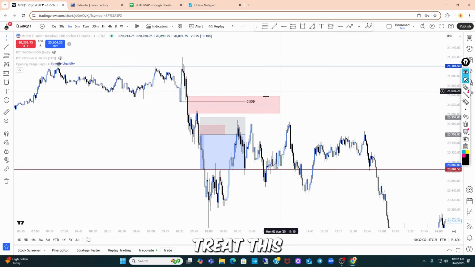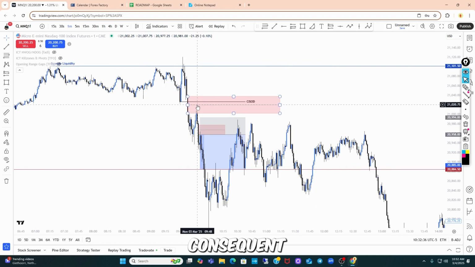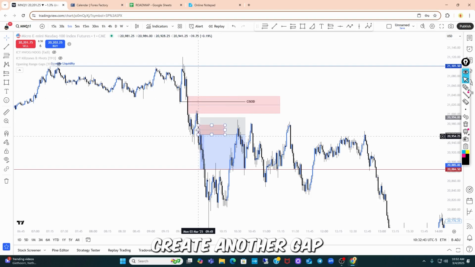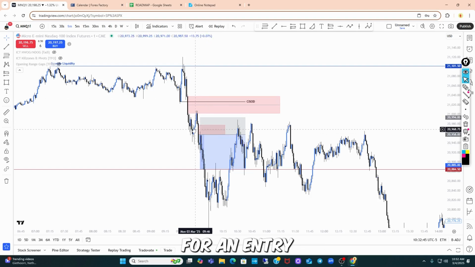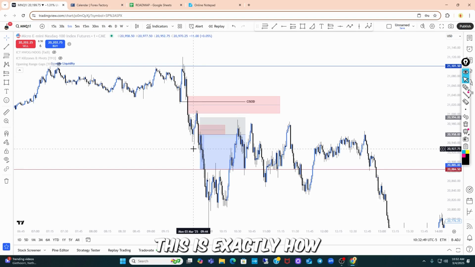We see price treat this insufficiency with respect, meaning it never trades to that consequent encroachment or above. It only trades in that lower quadrant barely to then displace lower, creating another gap for an entry or that order block. And then we target sell side liquidity. This is exactly how I use my A plus model and how I trade every day, and the rules that I apply to my model every single day.